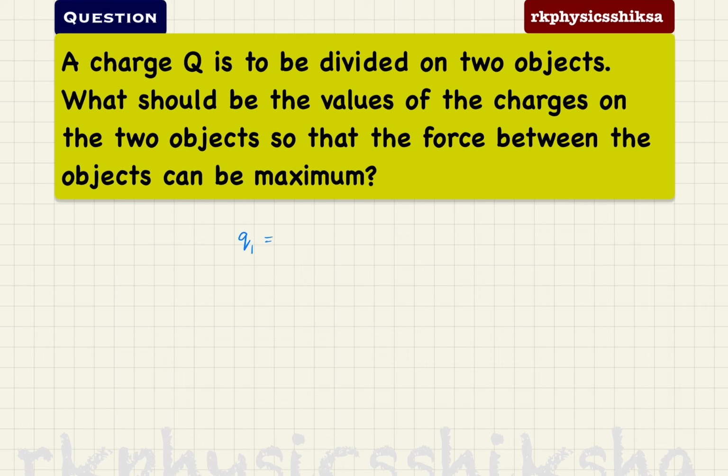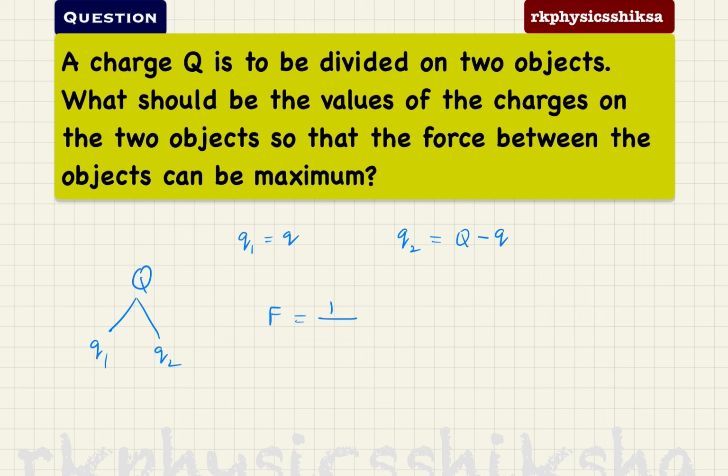So for this question, suppose one body has a charge q, that means I take Q1 to be equal to q. The total charge is capital Q, which is divided into two charges, Q1 and Q2. If I assume Q1 as small q, then Q2 will become capital Q minus q. These are the two charges now. One body has a charge of q and the other has a charge of Q minus small q.